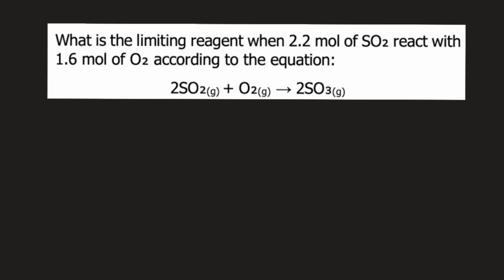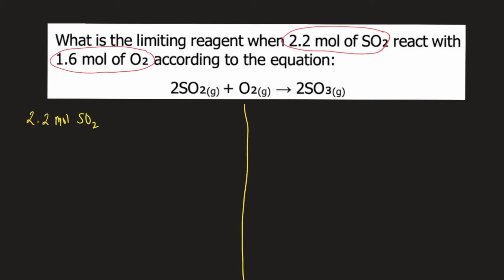So in the problem, we are given two reactants, 2.2 moles of SO2 and 1.6 moles of O2. So let's divide the board into two. We have 2.2 moles of SO2 and we have 1.6 moles of O2. Again, what you need to do is to compute for the amount of product formed by each reactant. So you will compute how much of the product SO3 is formed from SO2 and how much of the product SO3 is formed from O2.